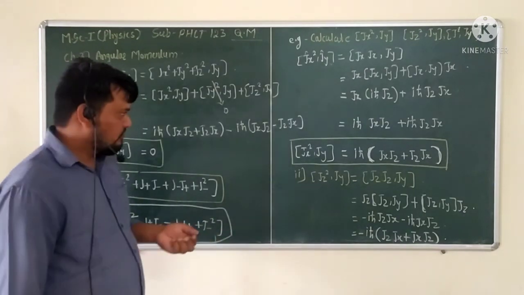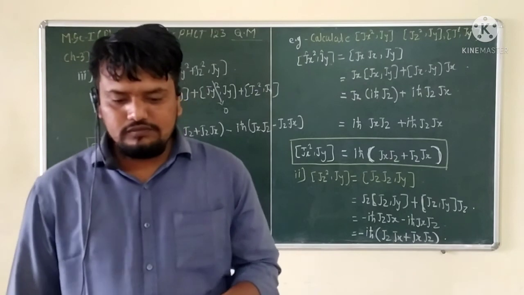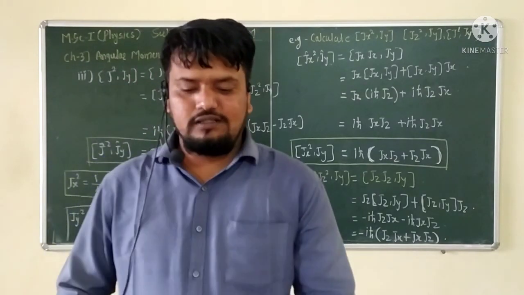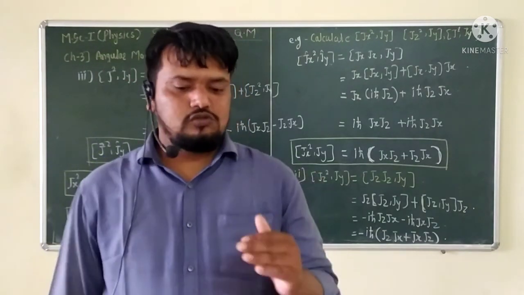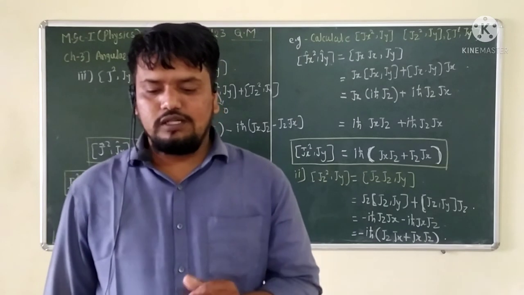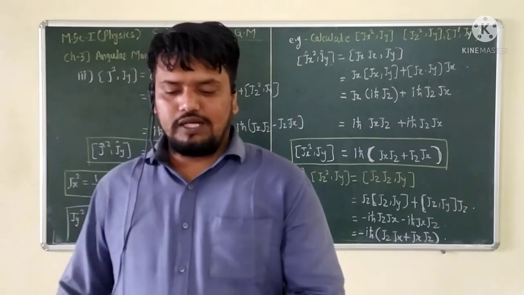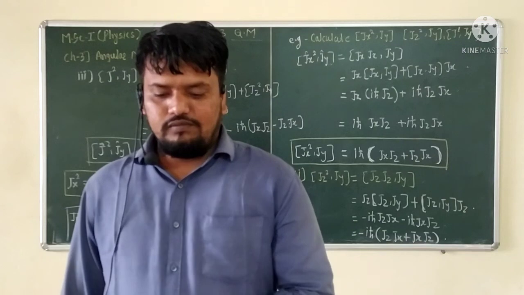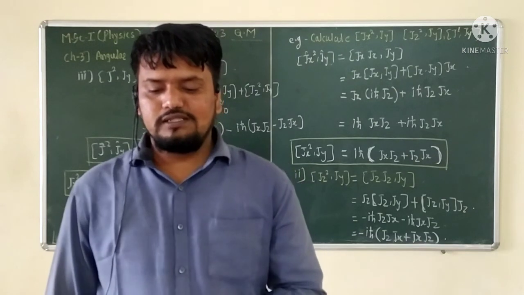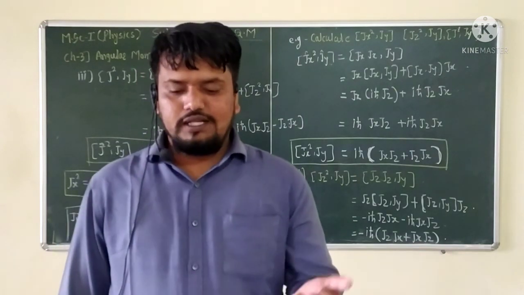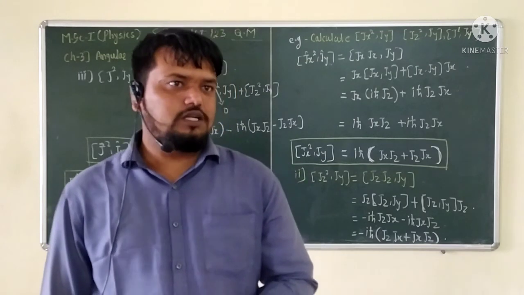Using this equation, we can write <j, m| Jx² |j, m> is 1/4 <j, m| (J+J- + J-J+) |j, m>, and this is nothing but J².